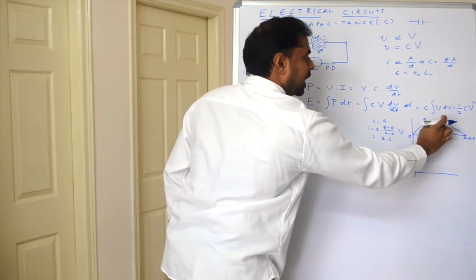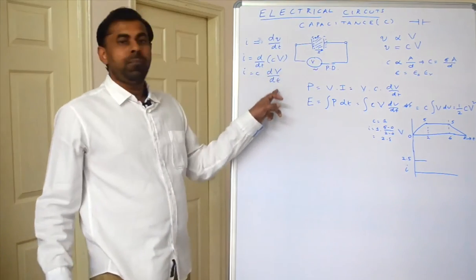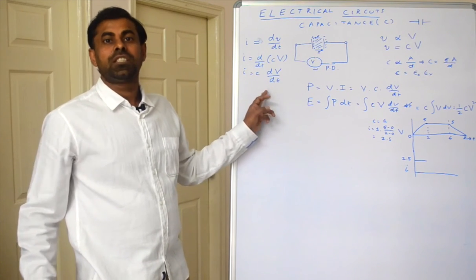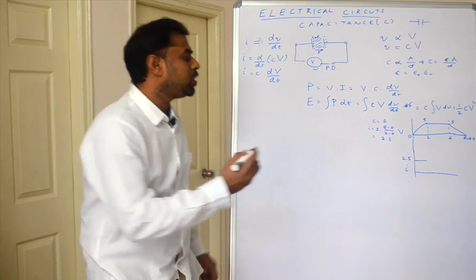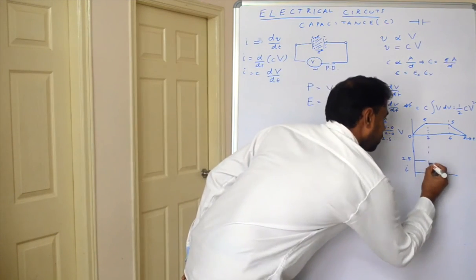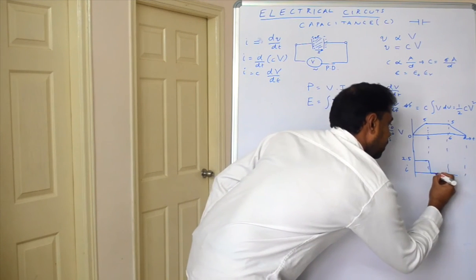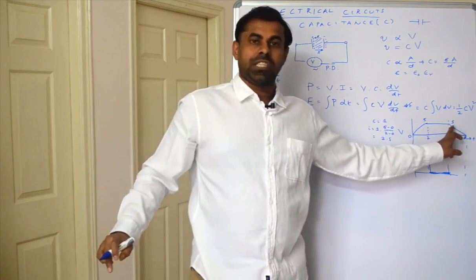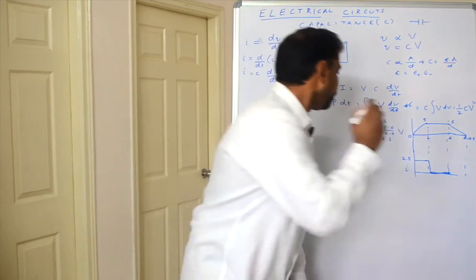Its value is 2.5. Next, I am taking this portion, during which the voltage is constant. I is nothing but C into dV by dt. If the voltage is constant, the differentiation of a constant is 0. The differentiation of any constant value is 0. So the current becomes 0. So here, as long as the voltage is constant, the current consumed by the capacitor is 0.